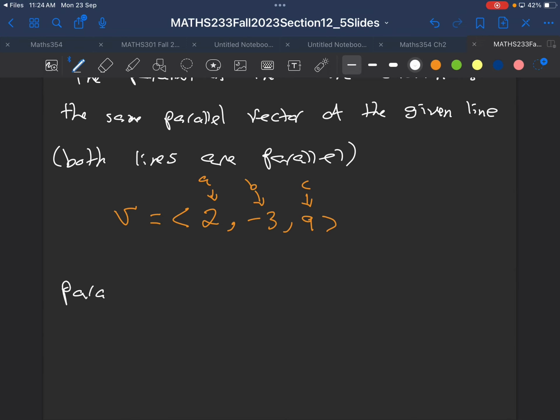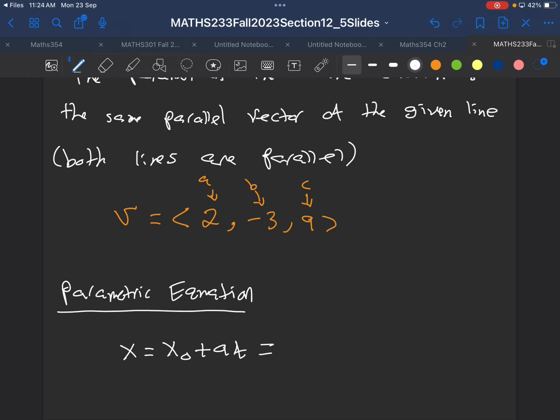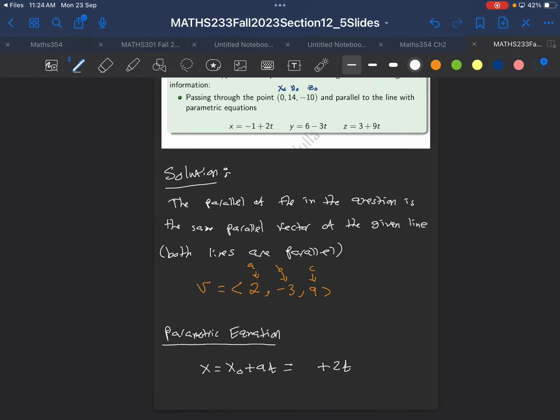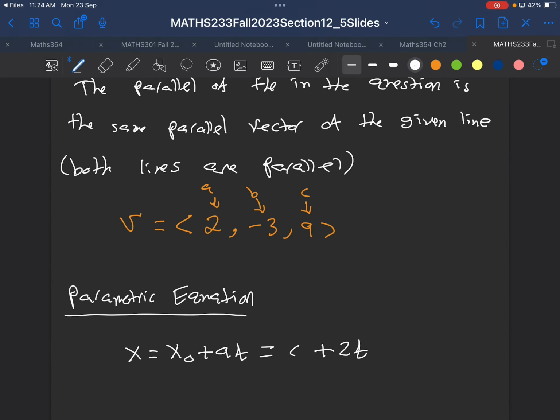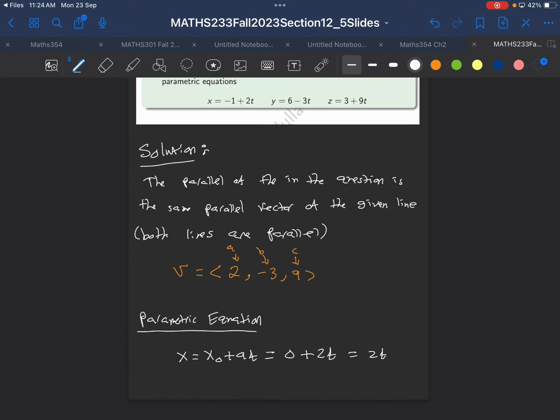So, parametric equation: all what you need to do is write what is x. x is x naught plus at. So this will be plus 2t. And what is x naught? It is 0. So the final answer will be just 2t.